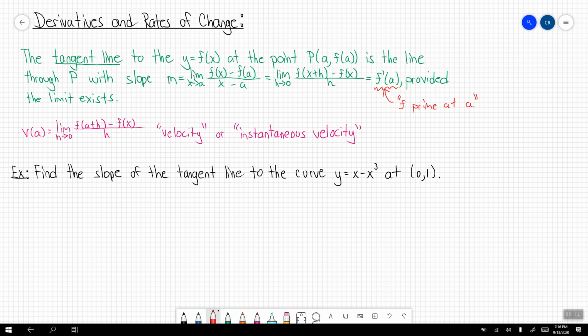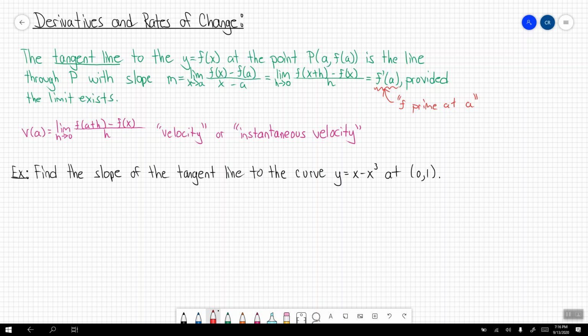And this is how we start talking about derivatives. We first start extracting what it means to be the slope of the tangent line for that given function at a given point, in this case P. This works provided the limit exists.